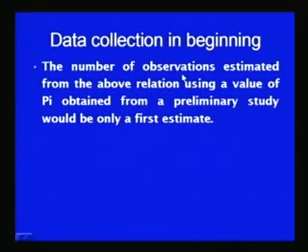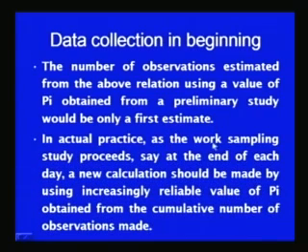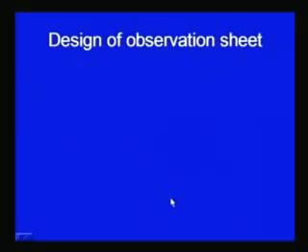The number of observations estimated from the above relationship using the value of p obtained from a preliminary study would be only the first estimate. In actual practice, as the work sampling study proceeds, say at the end of each day, new calculations should be made by using increasingly reliable values of p obtained from the cumulative number of observations made.